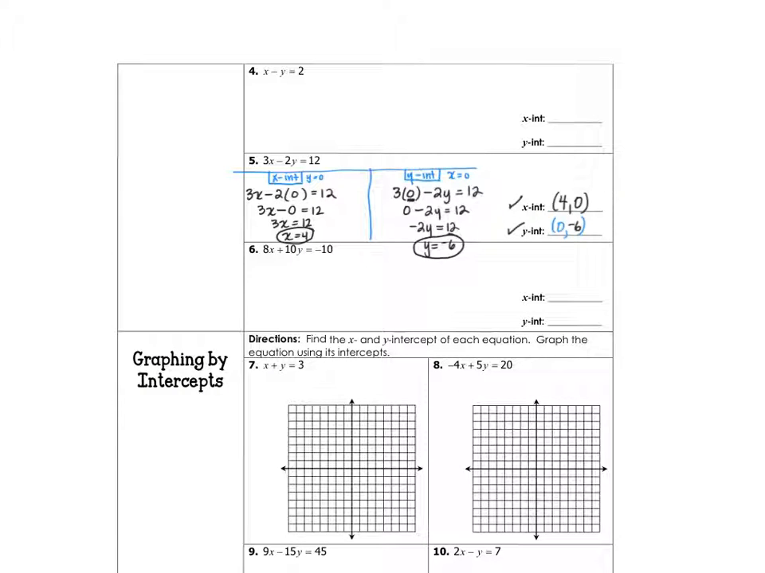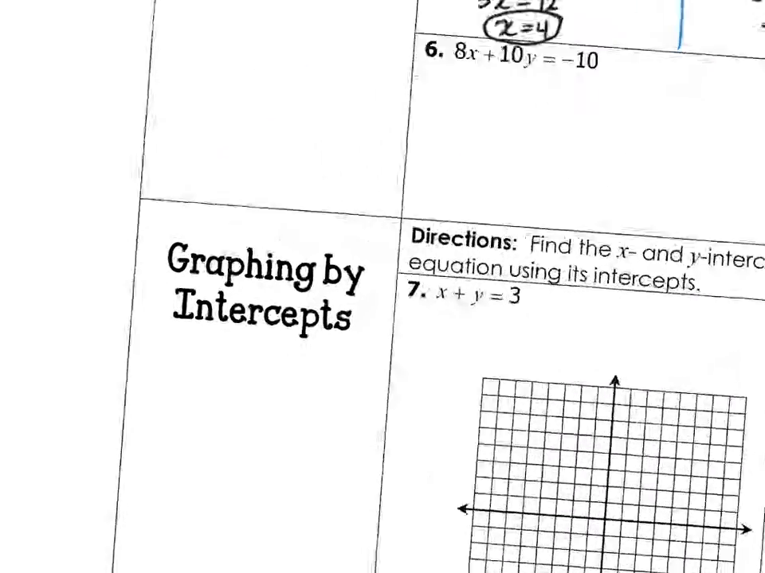And I found my x-intercept and I found my y-intercept. There are so many reasons why we need to know how to find x-intercepts and y-intercepts, and you use it so much in algebra moving forward and more advanced courses in algebra. And one of the reasons is to be able to graph using intercepts.